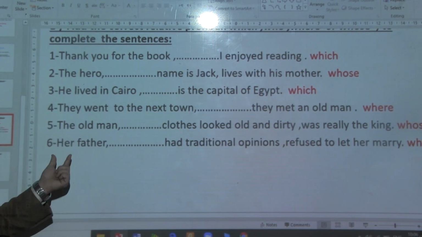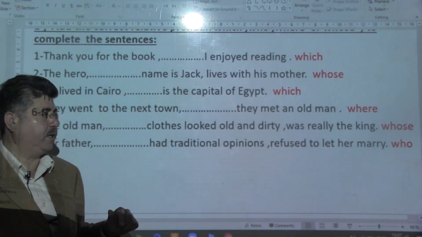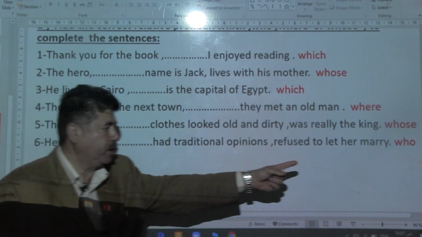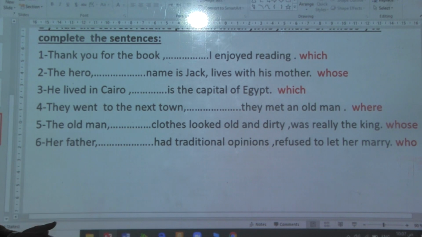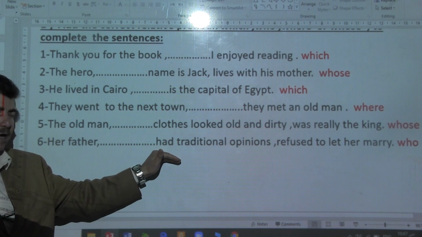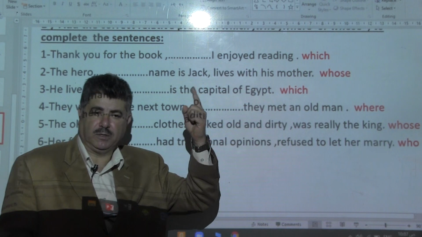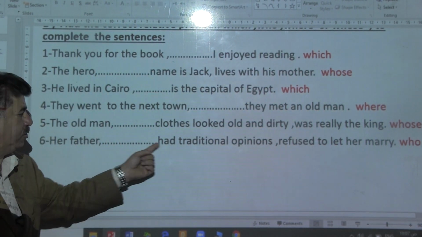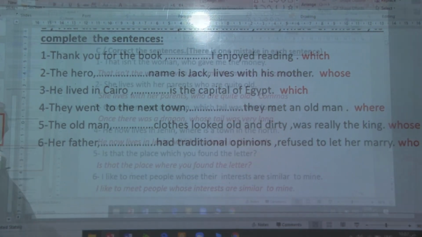Whose clothes? Her father, space, had traditional opinions, refused to let her marry. Her father, father is a person. That's why we use who here. Her father who had traditional opinions. This information is extra. I can leave it out. So this is a non-defining relative clause. I can say her father refused to let her marry, because she has only one father. I know what father we are talking about. So this is extra information. We use who here because we are talking about a person.